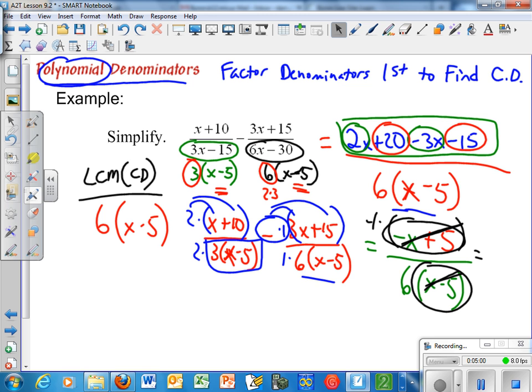So now if you notice, I don't have any variables left. Basically my answer is the negative 1/6. And that would be your answer on that. Okay?